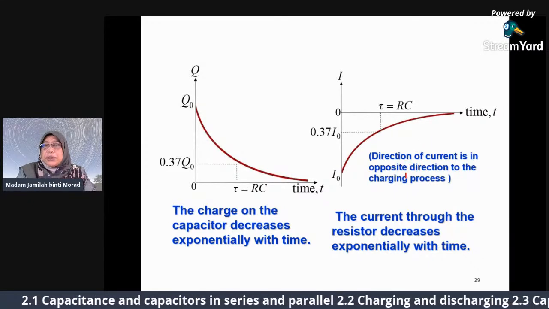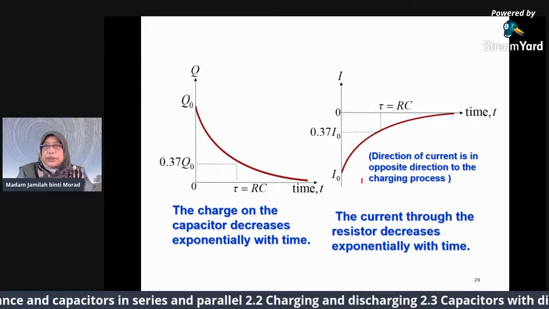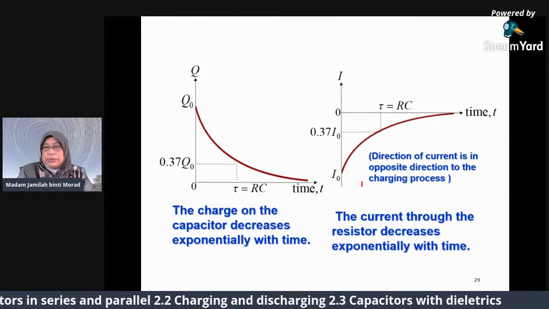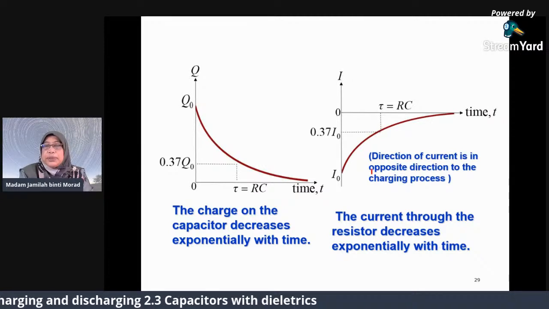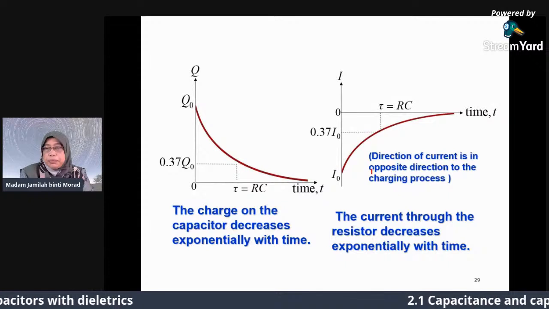Direction of current is opposite to the charging process. That's why we plot like this. Current through the resistor decreases exponentially with time. So both graphs are exponential graphs.